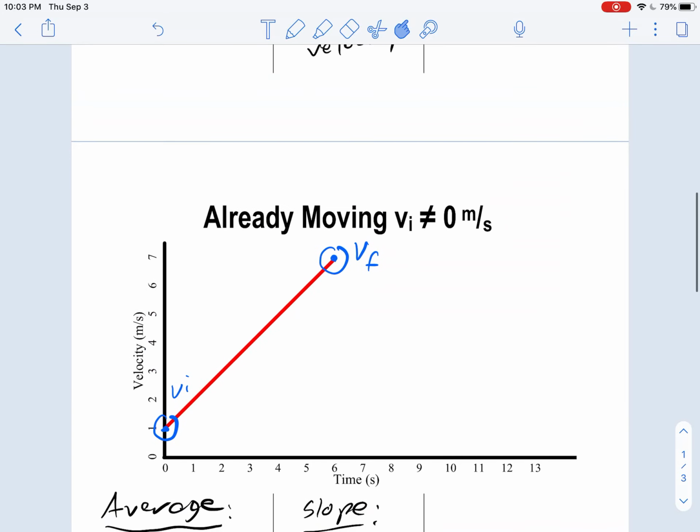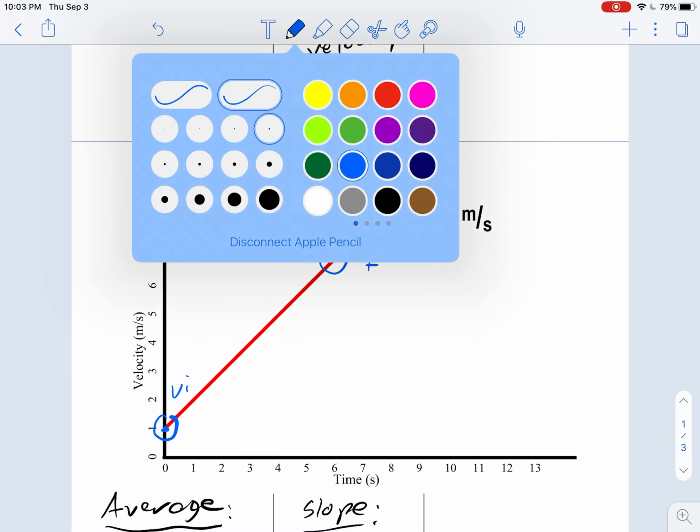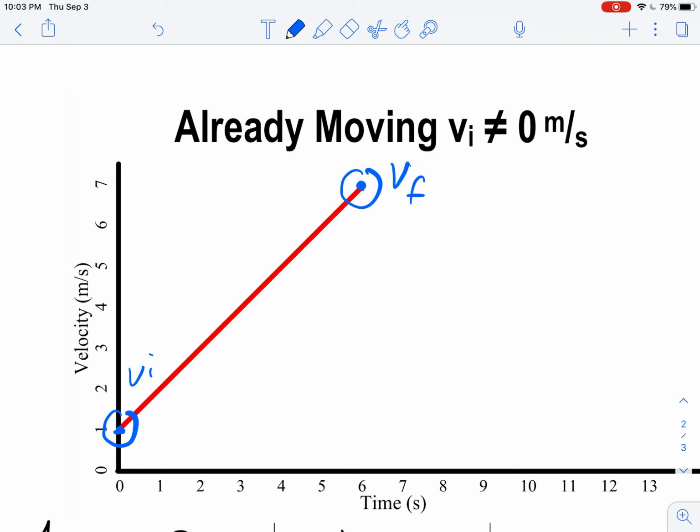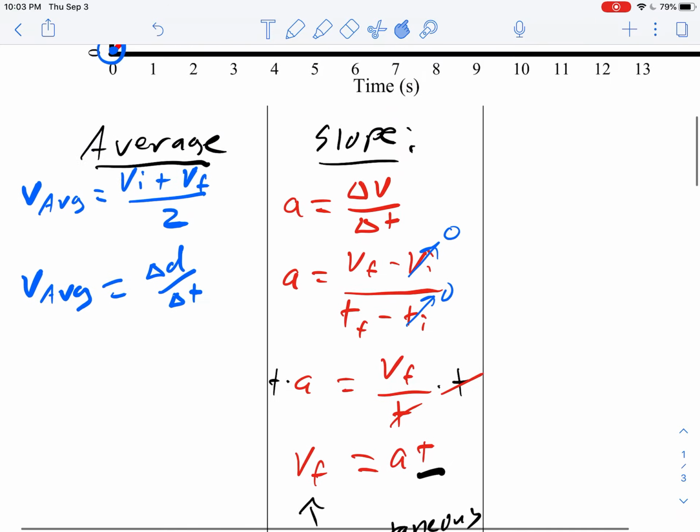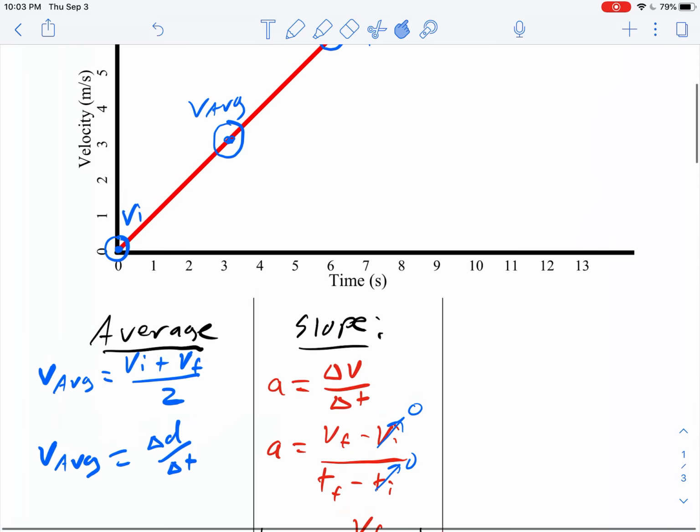Before I forget, the average velocity is still halfway up the hill. Okay, so scooching back up here.